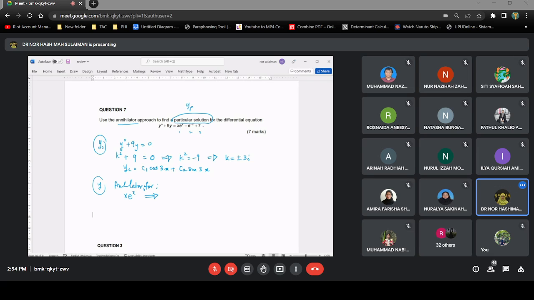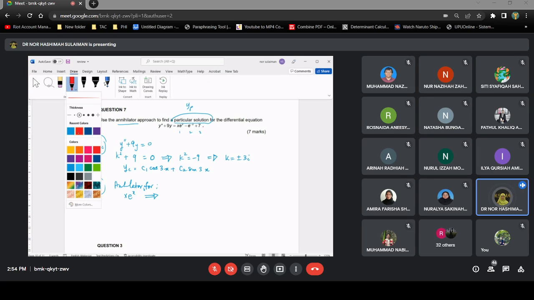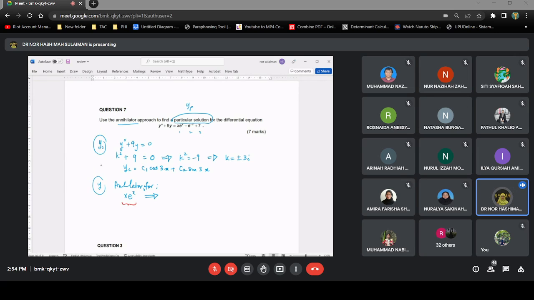Annihilator for, okay. Kalau xe kuasa 2x apa? Cuba tengok kat sini alpha dia berapa? Alpha dia berapa? You akan ingat ni. Siapa yang terlupa ni tengok. Alpha sama dengan 1. Betul, 1.